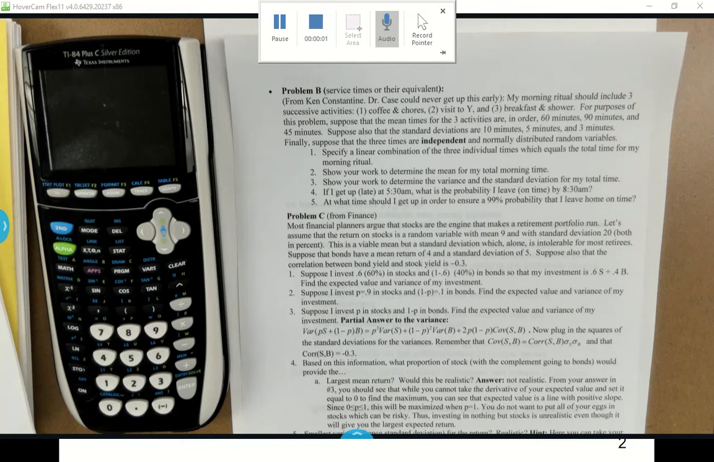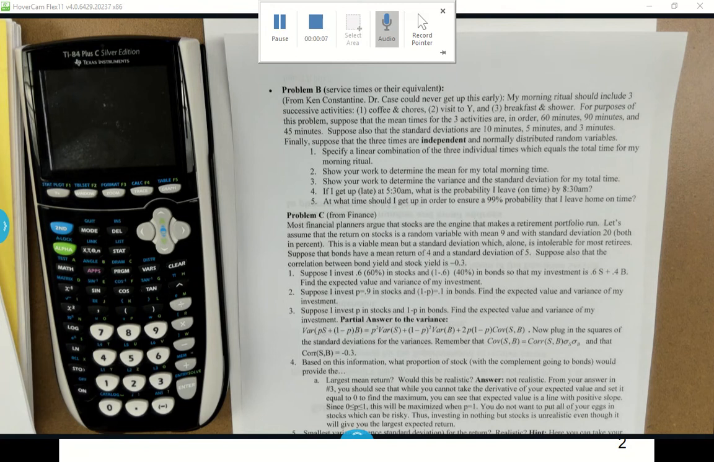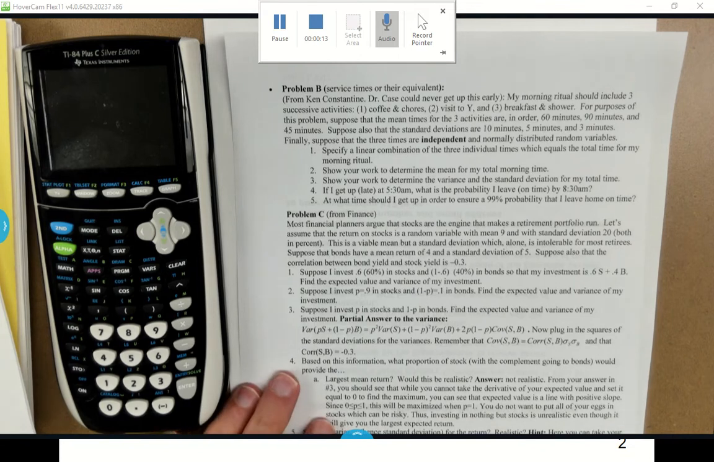Okay, let's give some hints on homework 25. First of all, part A is just watching the video and making conclusions from it, so we're not going to get much help there. Let's look at problem B.